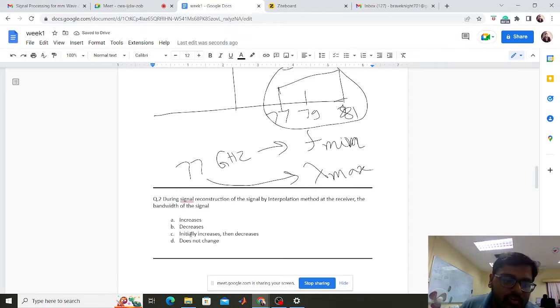So which will be the right answer? It does not change. So the correct option is option D.